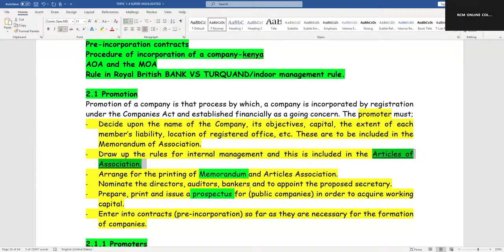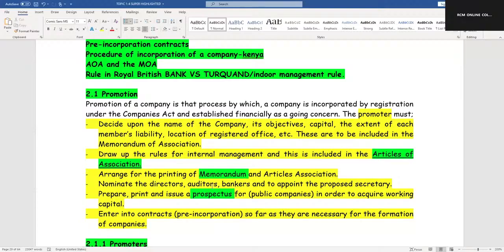So the promoter will ensure these documents are in place when the company is being formed. He will nominate, or propose, when the company is being formed, who will be the first directors of the company? Who will be the first auditors? The first bankers? Who will be the first company secretary? These are the key officers needed in the company. He'll propose them when he's having to do what?